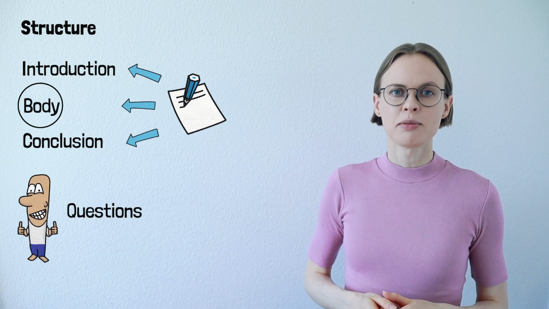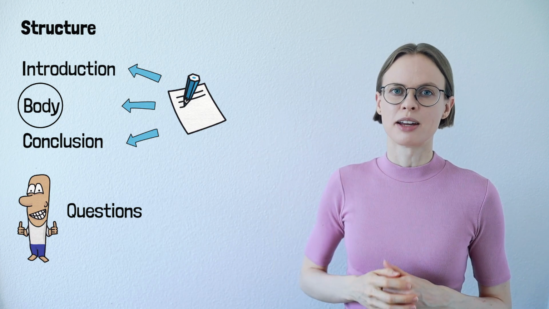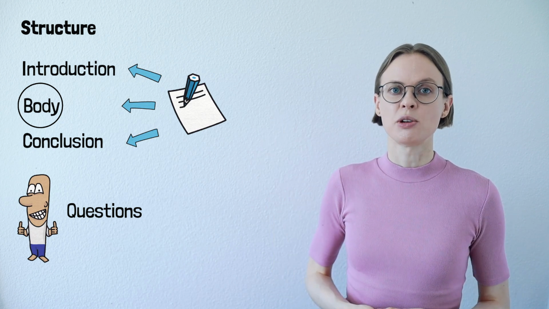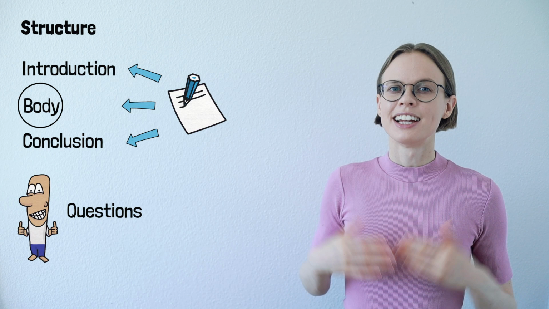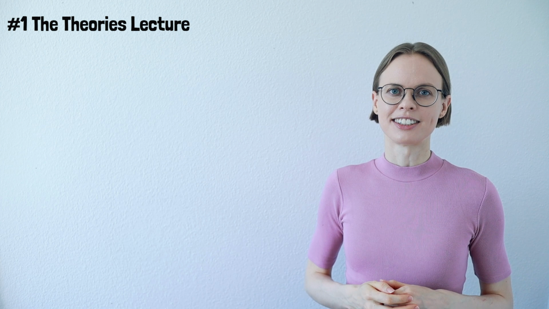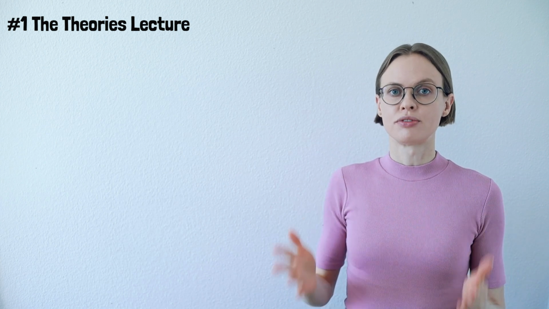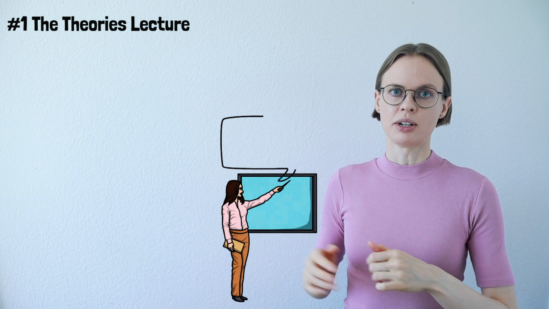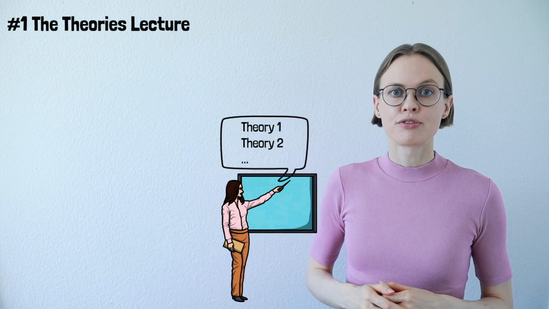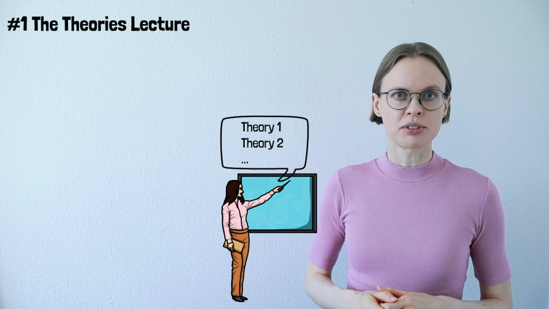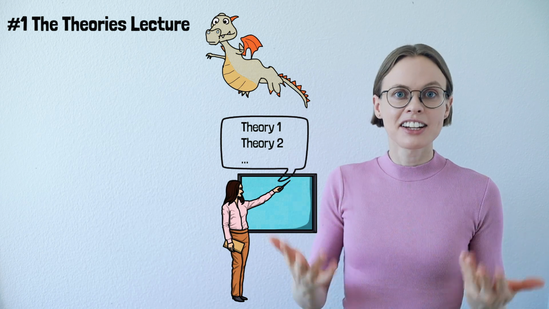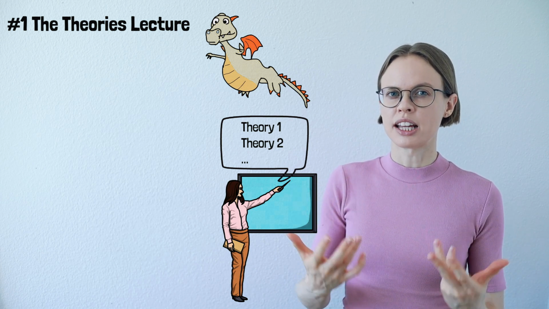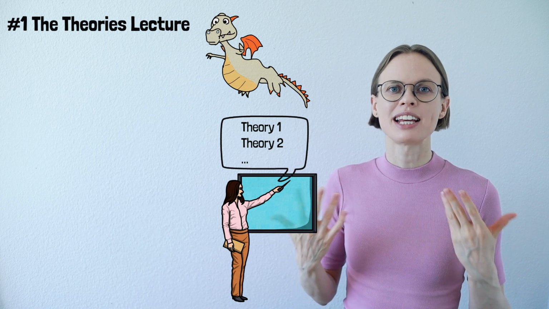In the following, I'm going to show you two different types of lectures, and I'm going to tell you how you should take notes if you get such a lecture in TOEFL listening. Let's start with lecture type number 1, the theories lecture. In this type of lecture, the professor presents several theories that explain something. For example, he may present several theories about the extinction of dinosaurs. This means that each theory presents a unique explanation why dinosaurs became extinct.